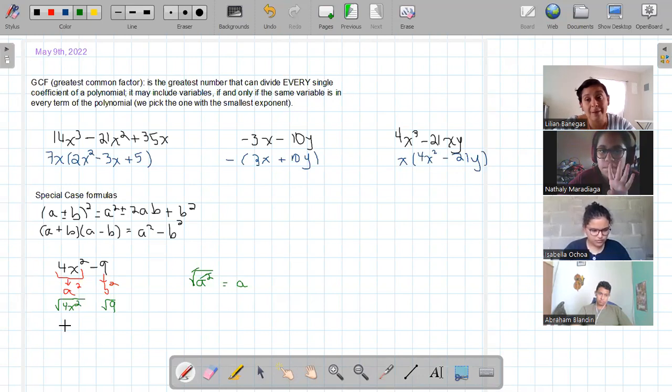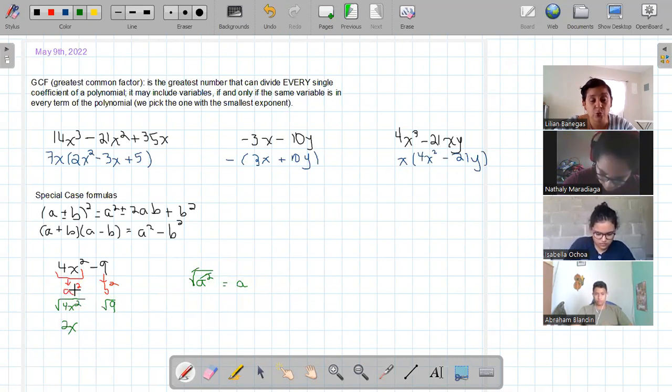What number multiplied by itself? 2. Exactly, 2. So the square root of 4 is 2. What is the square root of x squared? X. Very good. X. So the square root of a square is x. So a is 2x.